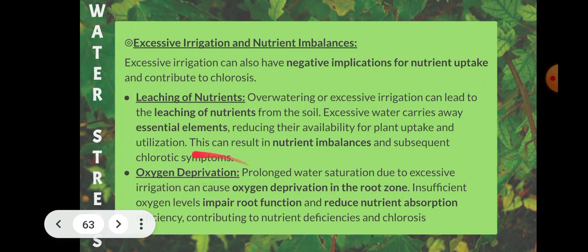The next one is oxygen deprivation. Prolonged water saturation due to excessive irrigation can lead to oxygen deprivation in the root area of the plant, and insufficient oxygen levels start to impair root function and reduce the nutrient absorption efficiency, and therefore it contributes to nutrient deficiencies and chlorosis.